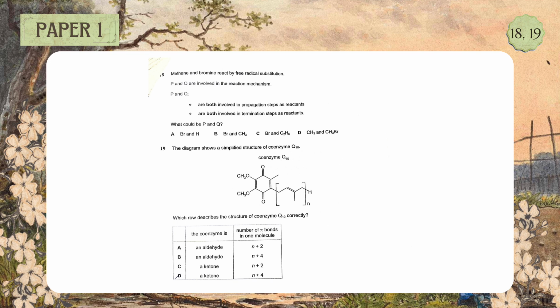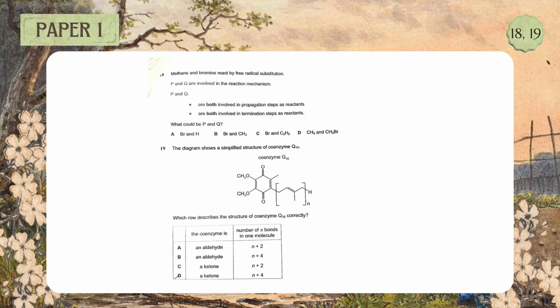Now let's look at termination. Termination happens when any two radicals crash into each other, like Br plus CH3 equals CH3Br. Look at that, Br and CH3 are reactants here too. That perfectly fits our criteria, so B is our answer.